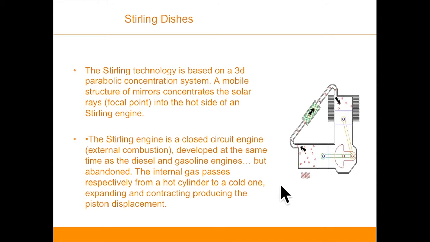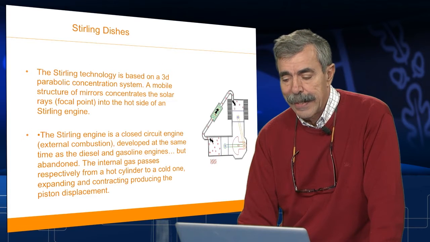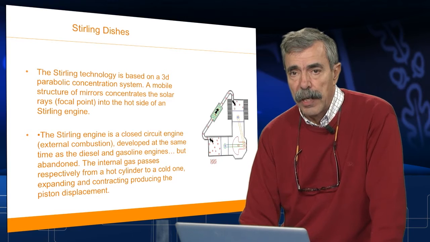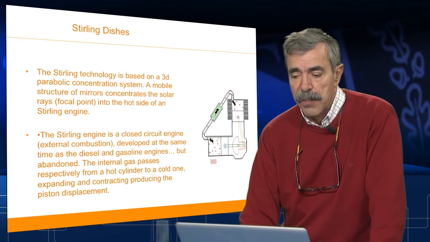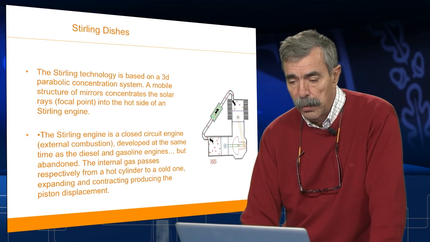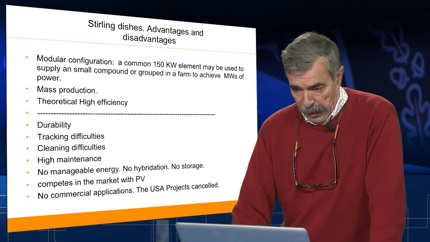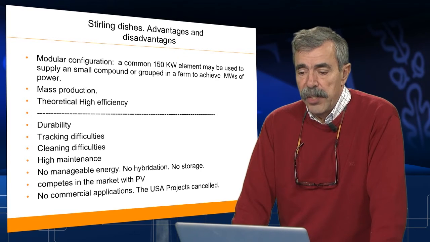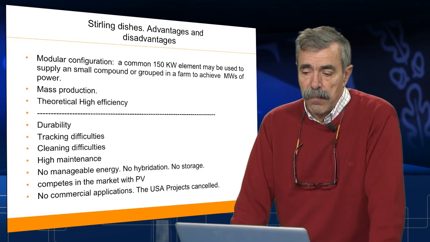And again, it was designed more or less at the same time as the diesel and the gasoline motors, but has not been massively produced. And that's my first concern: it has never been industrialized. The prices are very expensive, and the reliability of the motors is questionable. But I will say that the Stirling dishes have some advantages and some disadvantages.